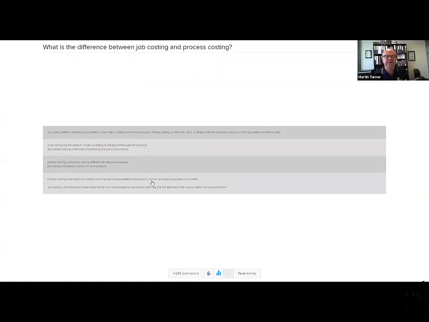Job costing is the direct and indirect costs that can only be allocated to one product or client, e.g. the work in process attached to the various clients in the accounting firm. That's right. That's very good. So if you are doing timesheets and so forth, and you're allocating costs to particular clients, whatever service you're providing to that client job, that's job costing. It's quite common in a lot of areas.